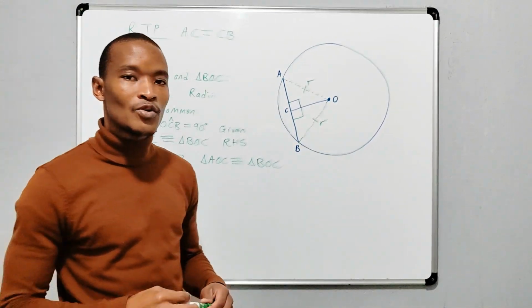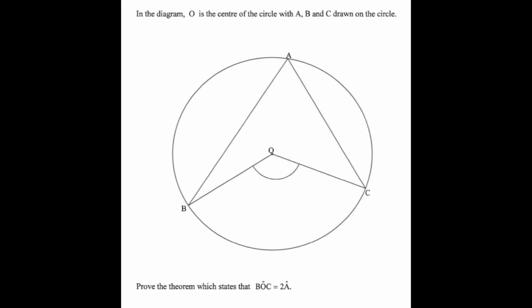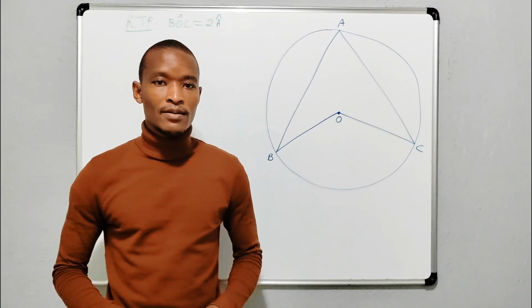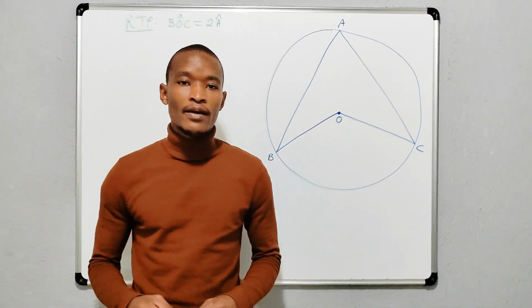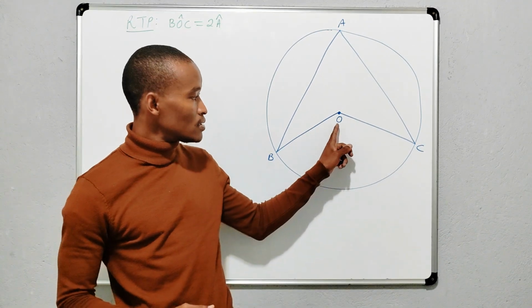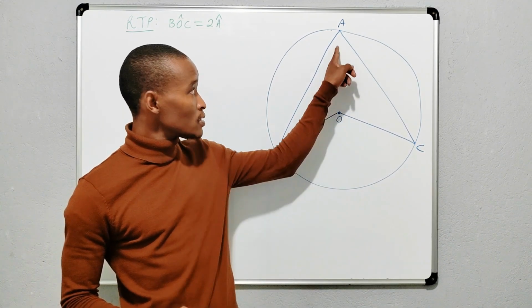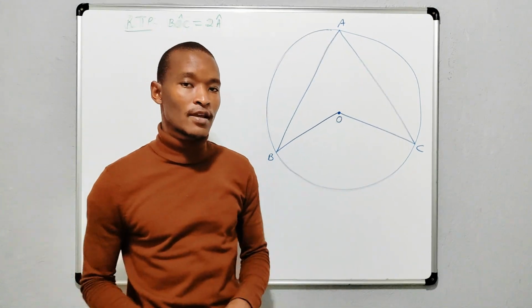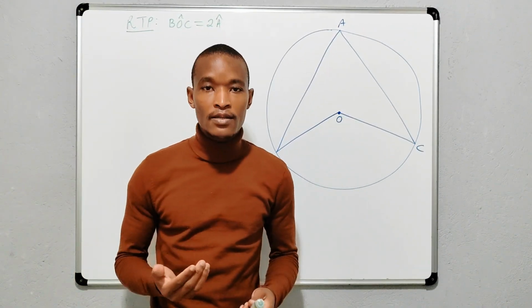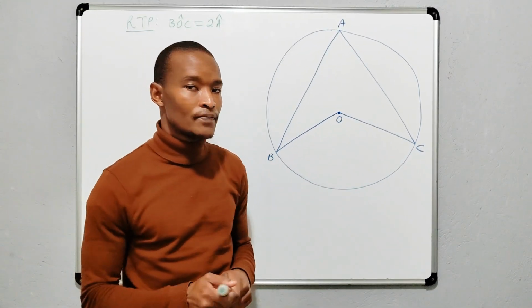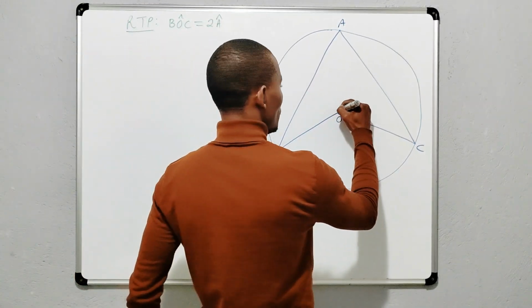Okay. Let's go to theorem 2. Okay, in this theorem, we are given an arrowhead and we are asked to prove that this angle at center is twice this angle at the circumference. So how do we go about it? What is the technique? Technique here is to create a radius. Okay. How? Like this.